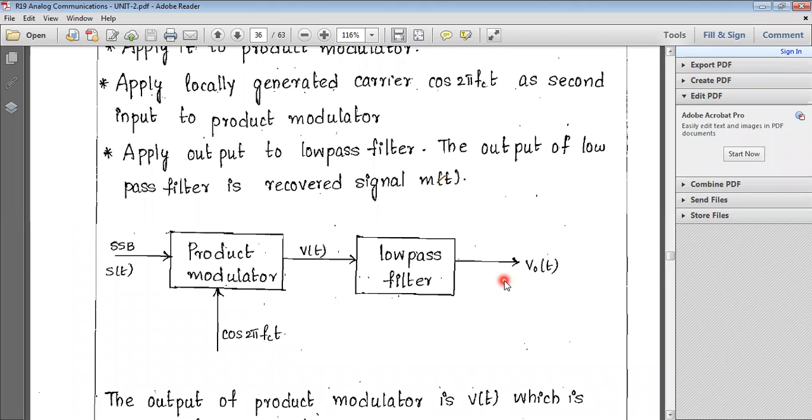What is the output of the low pass filter here? V naught of t. Yes, correct. V naught of t, which is nothing but the recovered message signal, that is m of t.